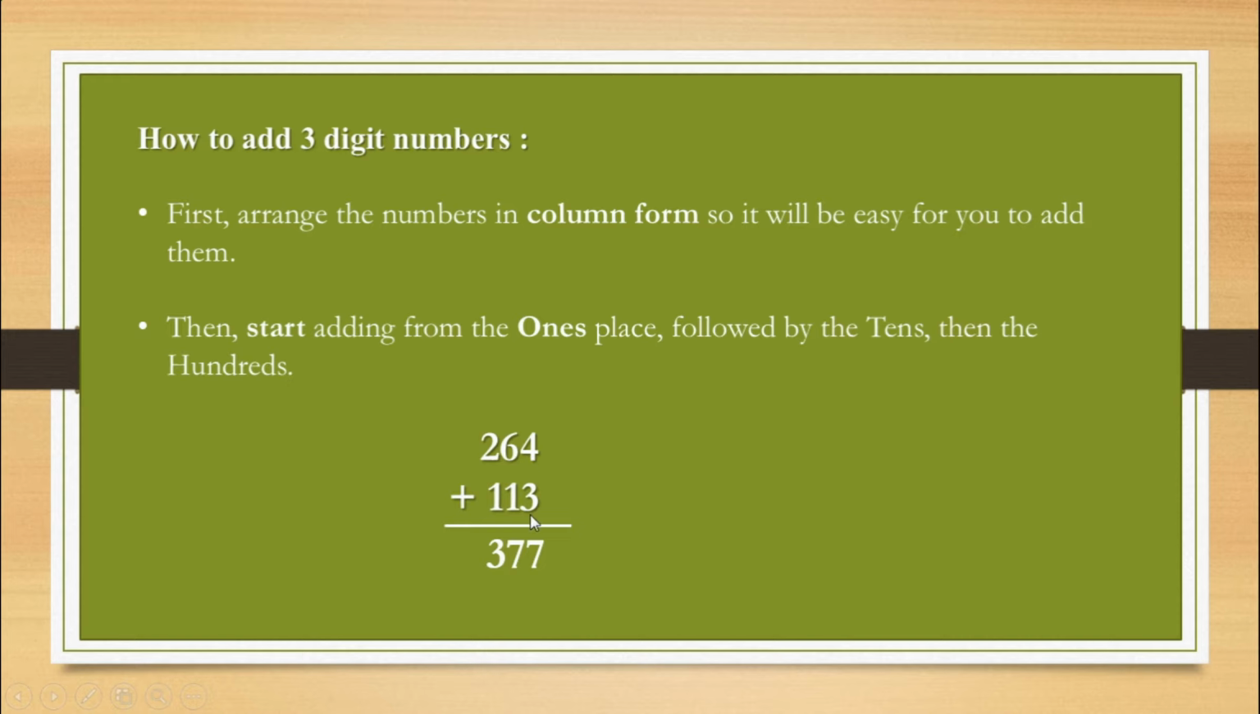4 plus 3 is equal to 7. 6 plus 1 is equal to 7. And 2 plus 1 is equal to 3. So, here we get the answer 377.